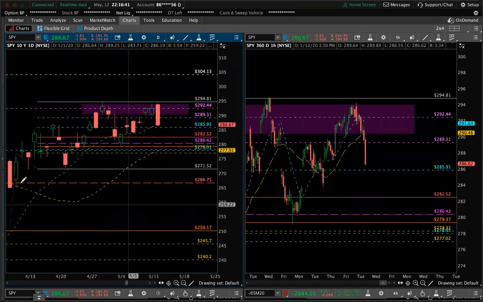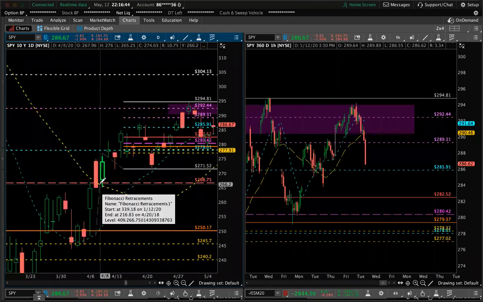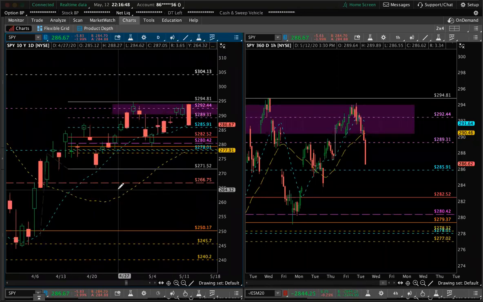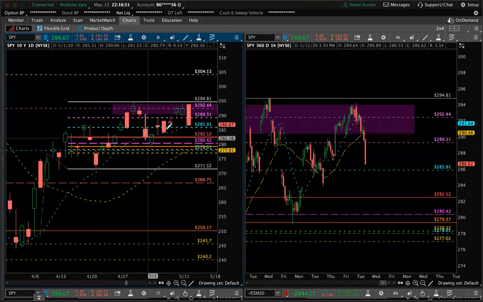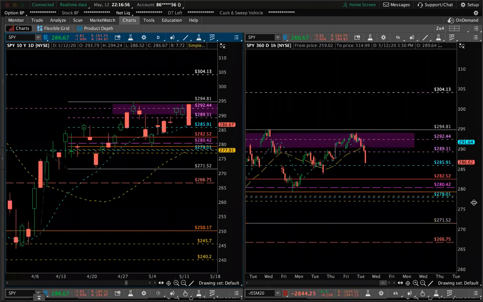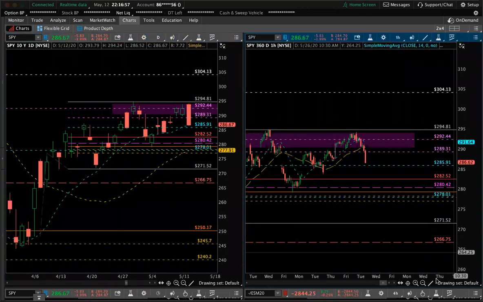Haven't touched the 30 SMA since when? 4-8. Haven't touched the 14 SMA over here. We touched it 1, 2, 3, 4 times. So now it's due to touch the 30 SMA. I remain bullish 278. That 280.42 purple bar is definitely a nice target to read long too. So keep that in mind.